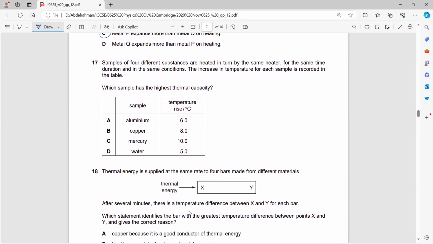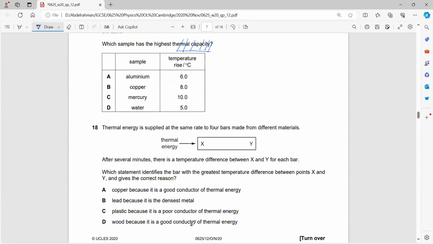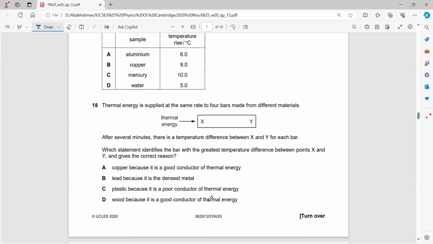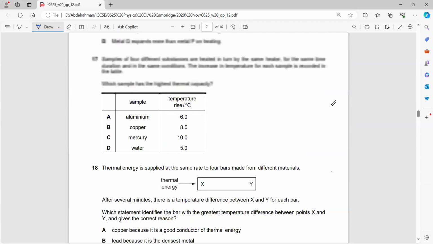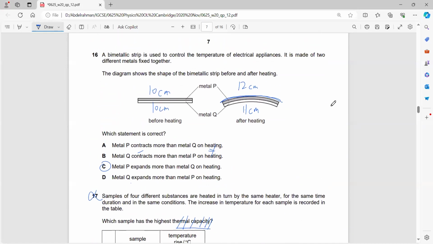Thermal capacity has been removed. You're not required to solve this question. Thermal energy is supplied. How did we know that metal P has expanded more than metal Q?